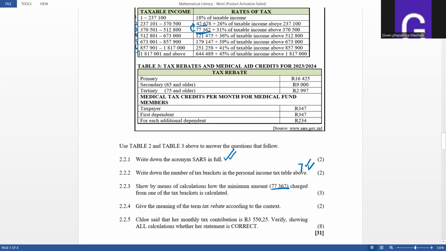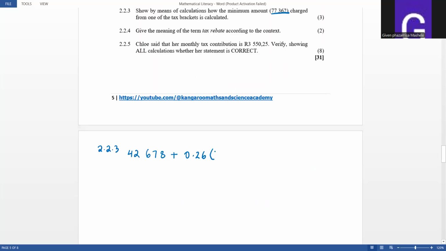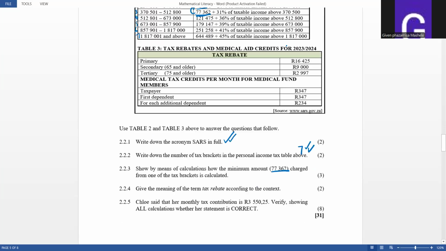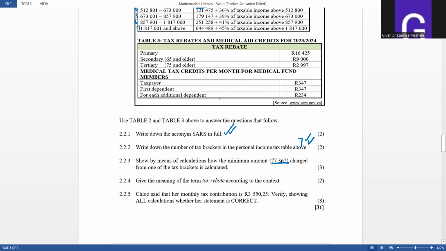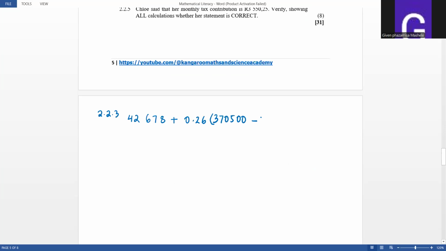which is above this. Obviously, you see that we are talking about the range between. So what is the maximum here? We take the maximum, which will be 370,500. So the 370,500 will be less the one which was indicated there, which is 237,100. Okay.